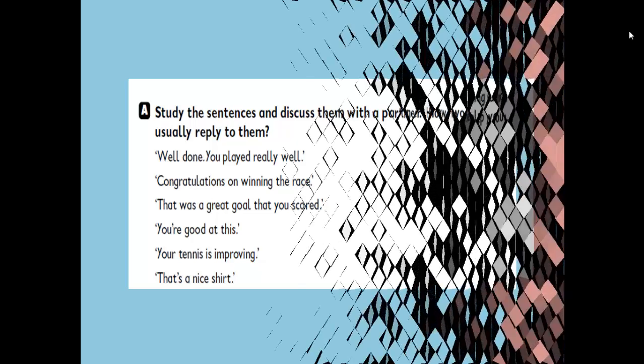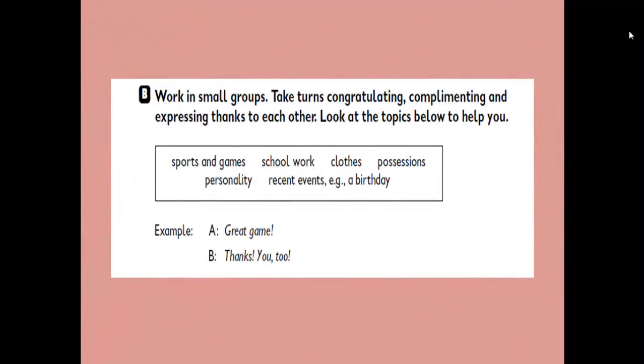Now let's move to practice number B. Work in small groups. Take turns congratulating, complimenting, and expressing thanks to each other. Look at the topics below to help you. Sports and games, schoolwork, clothes, possessions, personality, recent events, e.g. birthday. Example, great game. Thanks. You too.